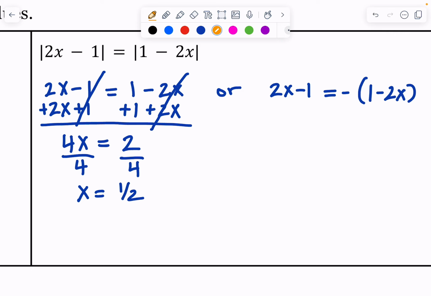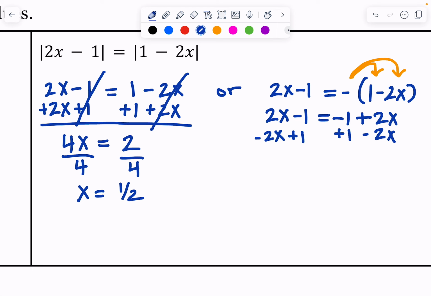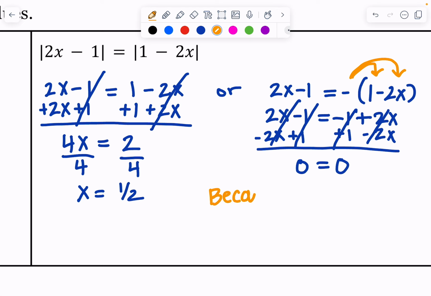For the second one, I'm going to distribute this negative to start. I have 2x minus 1 is equal to negative 1 plus 2x. And when I solve this, I'm going to add 1 to both sides, subtract 2x from both sides, and notice here that everything cancels out, so I'm left with 0 equals 0.